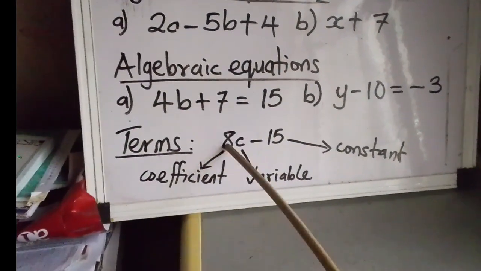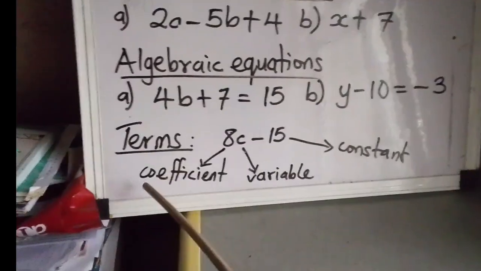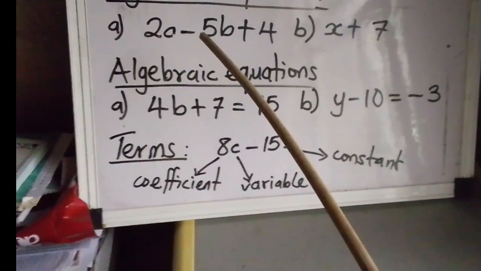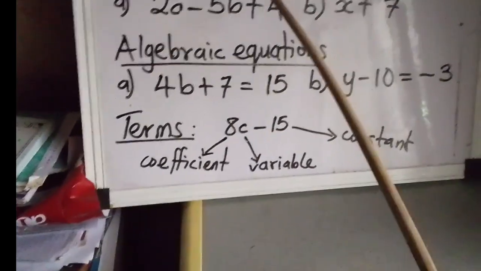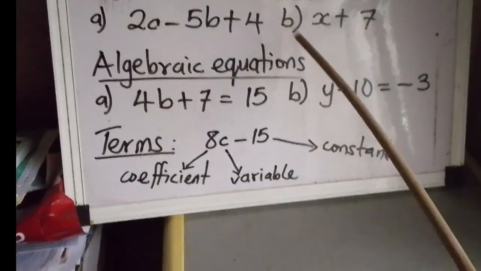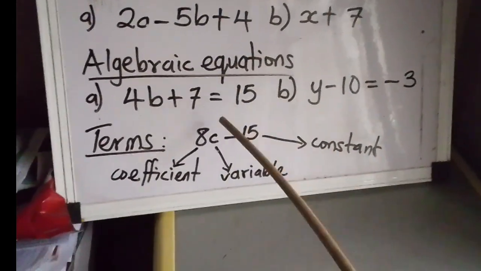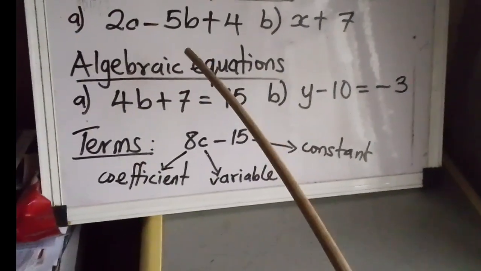Now, this 8 attached, any number attached to that particular variable is called a coefficient. It's what gives that variable some strength, the coefficient of C or the variable. And that's part of what will manipulate or determine the value that particular variable will even give at the end of the matter. It's very important.